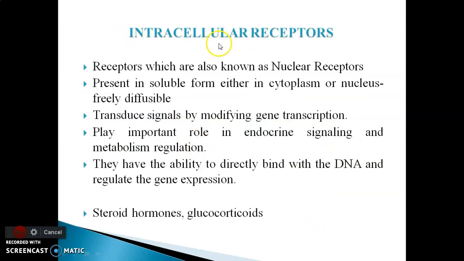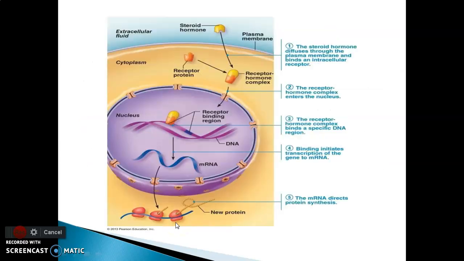Coming to the second type, which is the intracellular receptor, as we have discussed, these are the receptors which are present in the cell, also known as nuclear receptors, and can be present either in the cytoplasm or in the nucleus. They transduce the signal by modifying gene transcription and have an important role in endocrine signaling and metabolism regulation. They can directly bind with the DNA and regulate gene expression. Certain examples are steroid hormones and glucocorticoids. The pathway shows how they function.